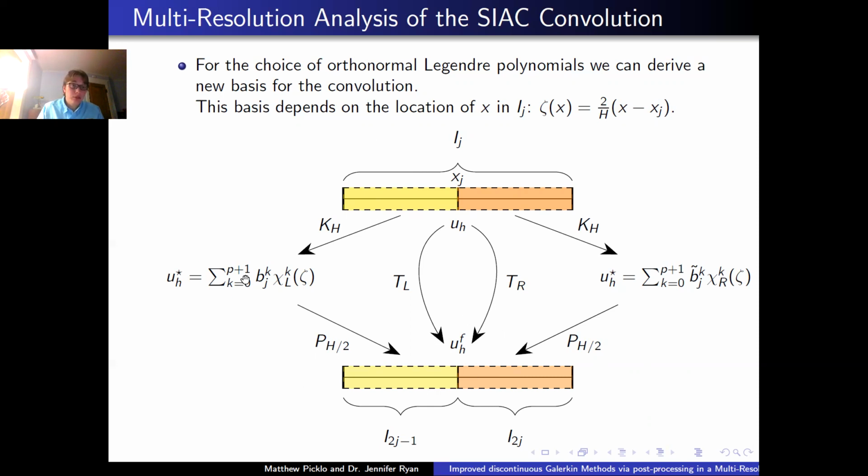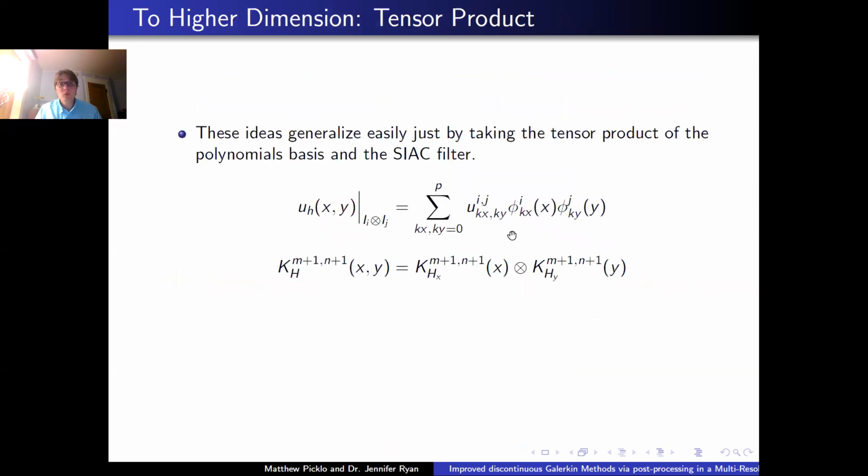So really, the projected left filtered approximation is going to become the fine mesh approximation on I sub 2j minus 1, and similarly for the right, the fine mesh projected filtered approximation is going to become the fine mesh approximation on I sub 2j. And it turns out you can encapsulate all of that within these T sub L and T sub R matrices I derived. Basically, these matrices take coarse modal coefficients and make them fine modal coefficients.